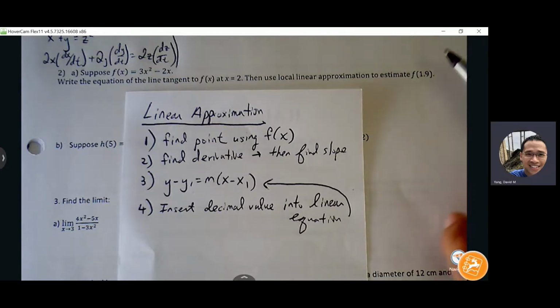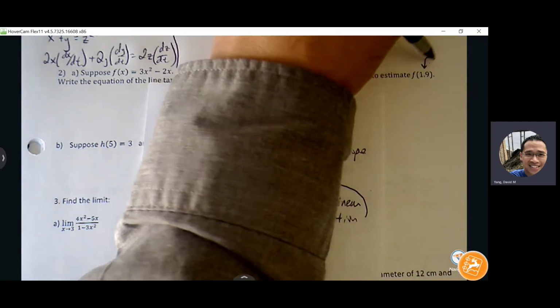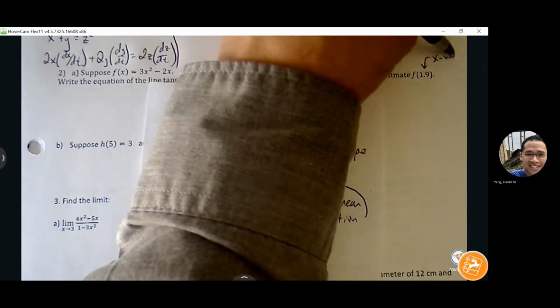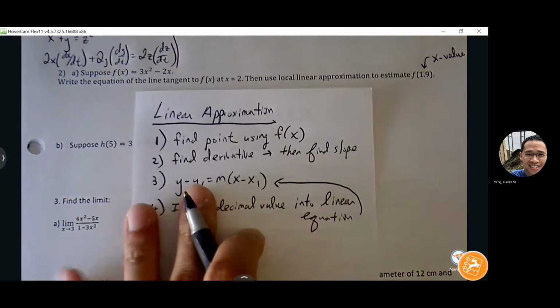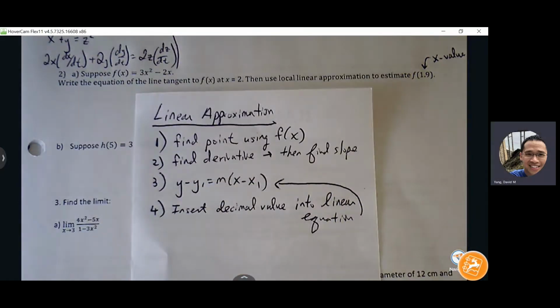And remember, at the end, you're inserting 1.9 in for x. Okay, this is your x value. Try those steps, and I'll follow up after you guys try it.